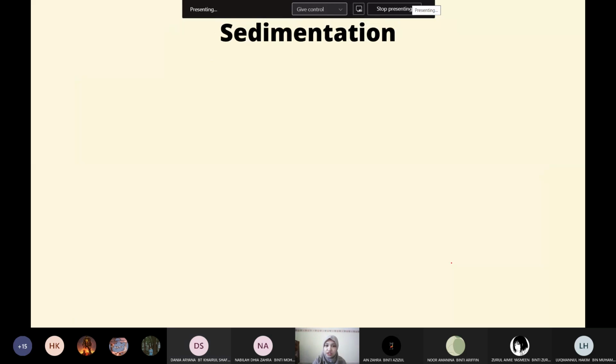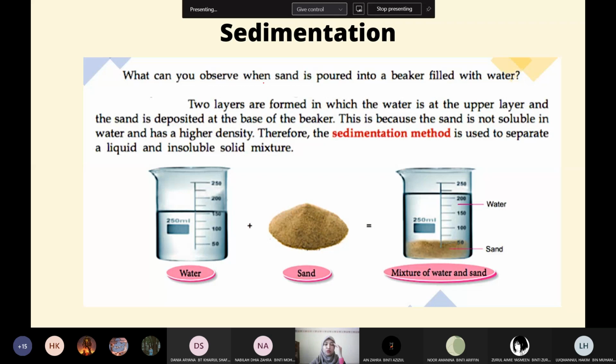Okay, sedimentation. So what can you observe when sand is poured into a beaker filled with water? Apa yang you boleh nampak apabila pasir dimasukkan dalam beaker yang berisi air? Adakah dia larut? Hancur tak? Tak larut. Tidak. Does not dissolve, okay, insoluble.